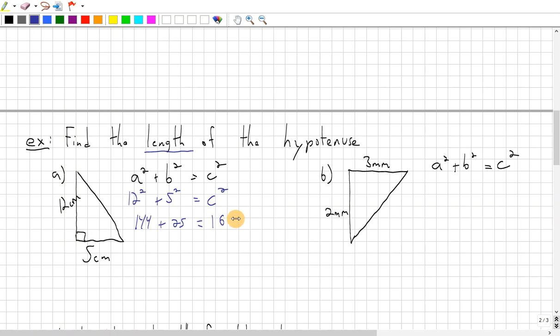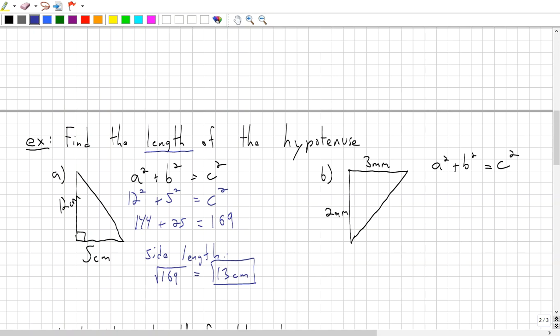It is 169. Now, remember, this is the area. We added the two areas together. This is the area of that square built off the hypotenuse. In order to find the side length, we have to find the square root, or the number that multiplies by itself to equal 169. So we take the square root of 169, and this will be the side length, which is 13 centimeters. Not centimeters squared, because I'm just finding the side length. So hopefully that one makes sense.